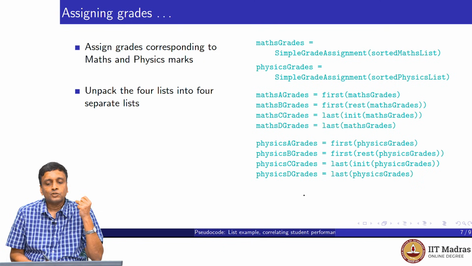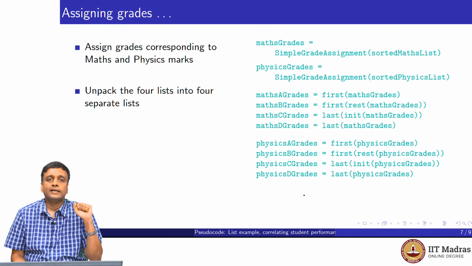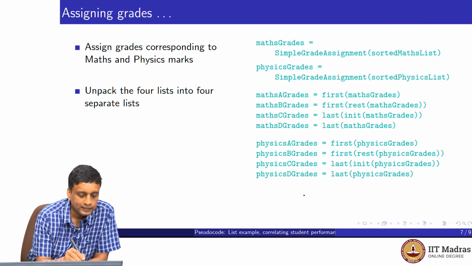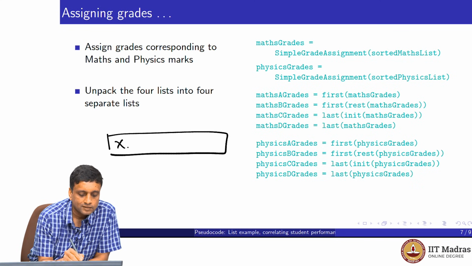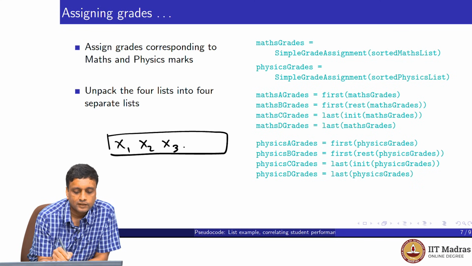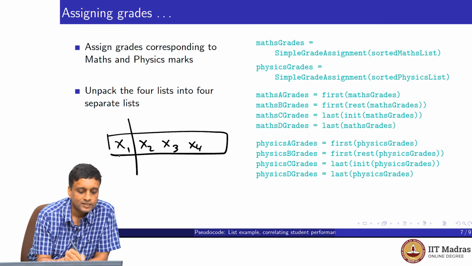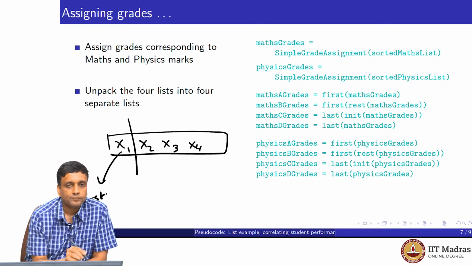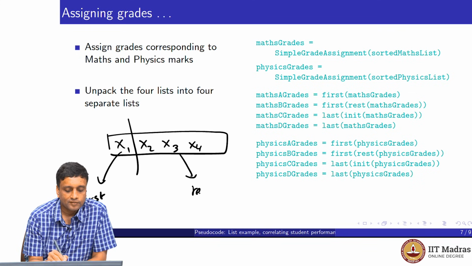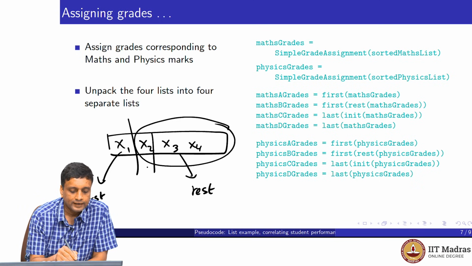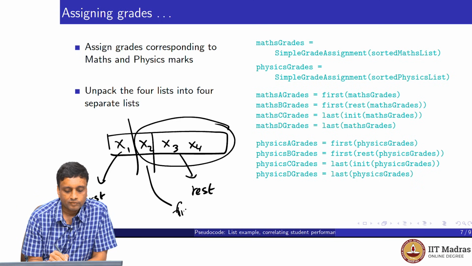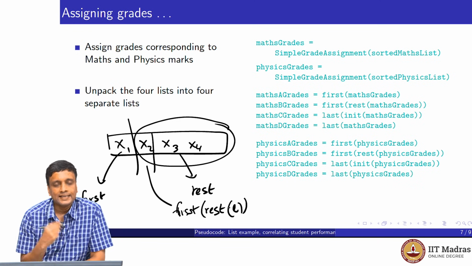So how do we unpack? This is where we use all those fancy things that we did, right. So we talked about first and last, and we also talked about init and rest. So supposing I take a list, and supposing it has x1, x2, x3, x4, four elements. If I take first, then I get x1, and then we said that this is the rest, but the rest is also a list. So if I take the first of the rest, then I get x2. So the first of the rest of L is the second element in L.